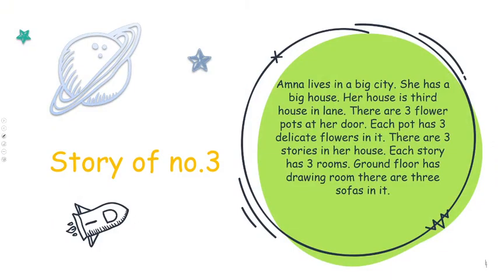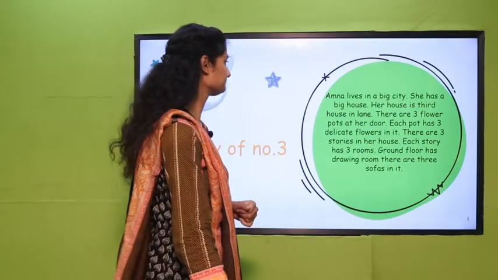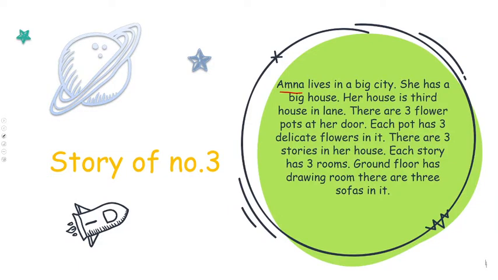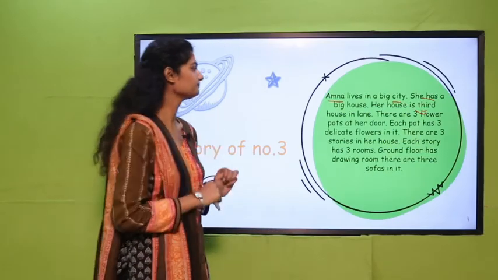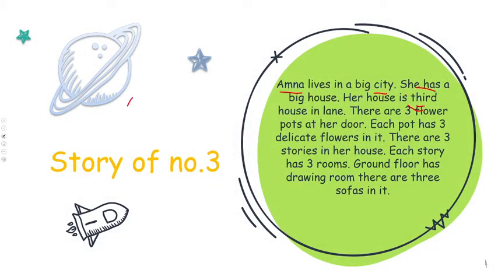Here is the story about number 3. Amna lives in a big city. She has a big house. Her house is the third house in the lane. What was the number of her house? Third. 1, 2, 3. Let's make a house. 1, 2 and 3. So, Amna's house was third in the lane.